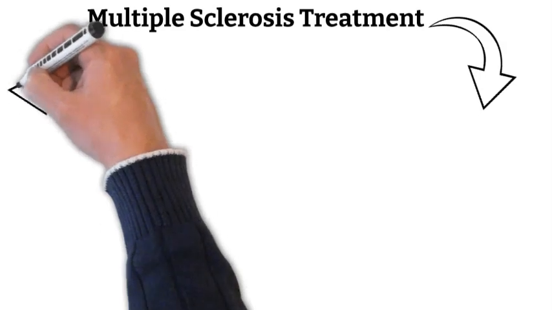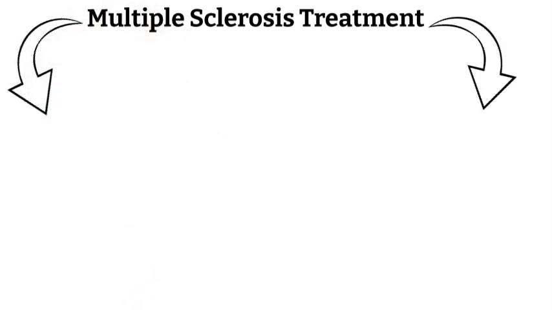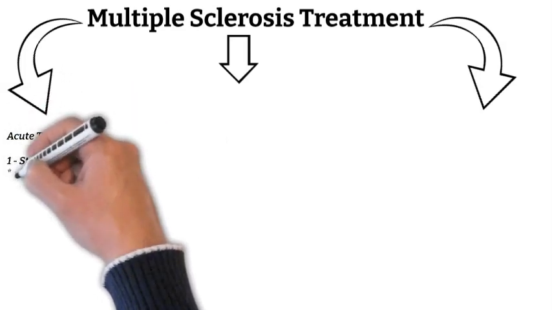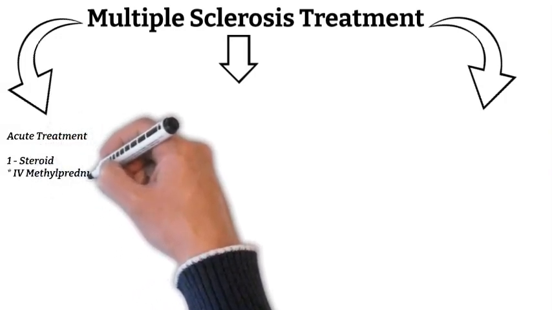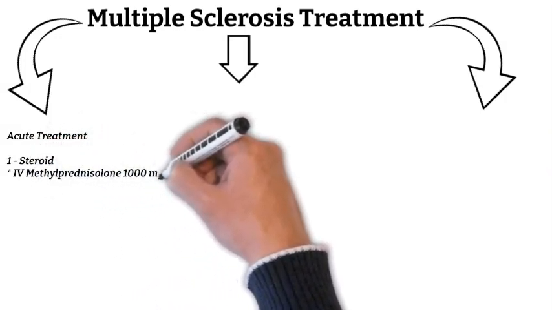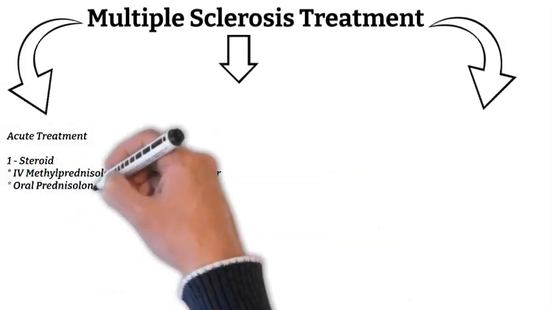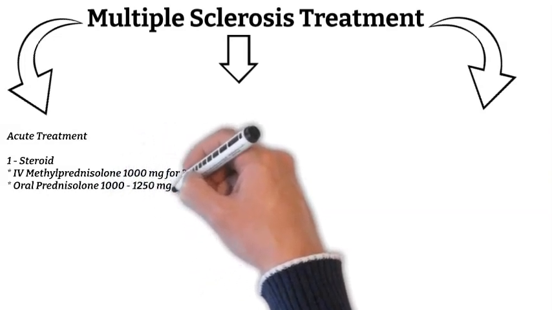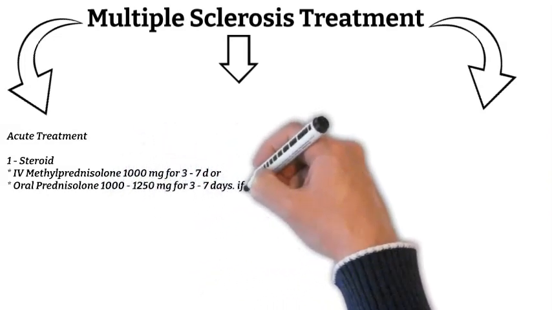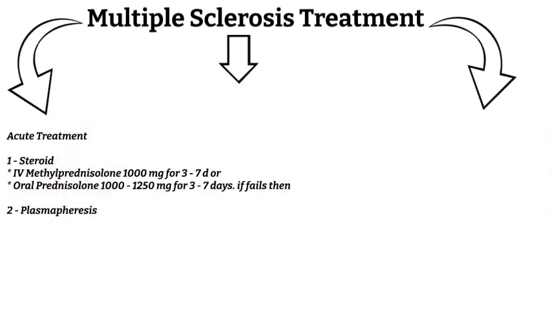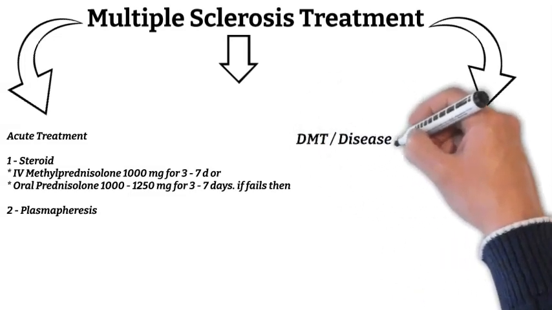Multiple sclerosis treatment. In this case, I'm going to talk about three parts of the treatment, and then I will talk about the symptomatic treatment. So if it happens acutely, in acute multiple sclerosis, how do you treat? The best treatment for acute multiple sclerosis is steroid, IV methylprednisolone, 1000 milligrams for 3 to 7 days, no need for tapering, or oral prednisone 1000 to 1250 milligrams for 3 to 7 days, no tapering needed. If they fail, the next will be plasmapheresis.